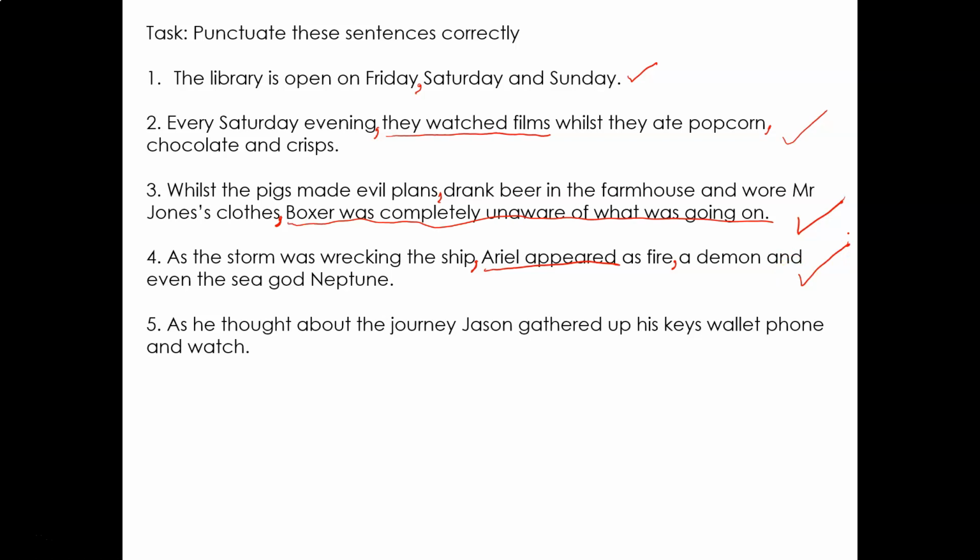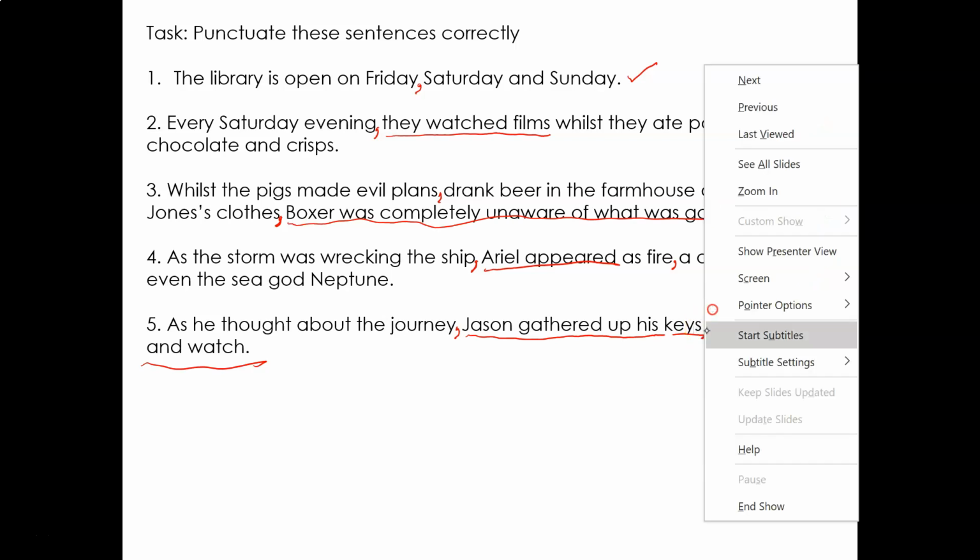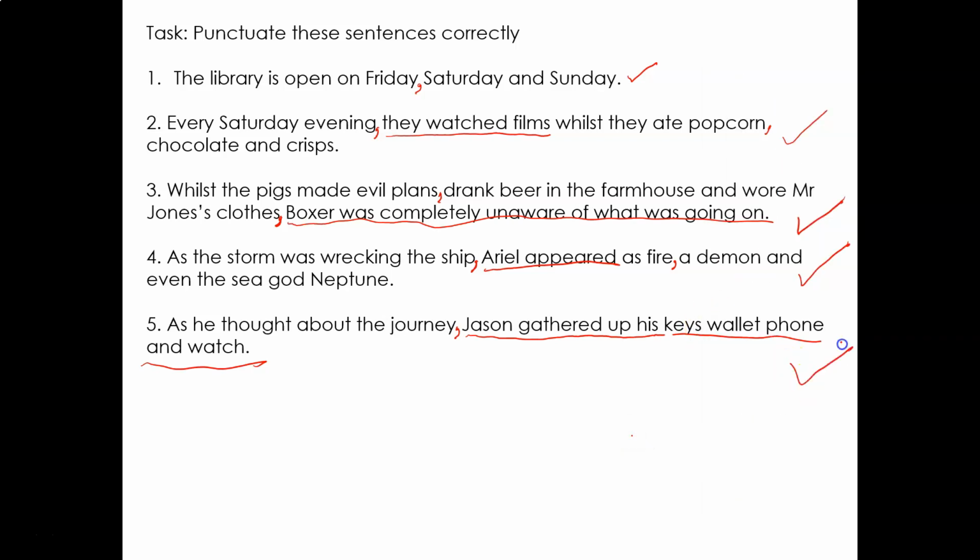Finally then, as he thought about the journey, Jason gathered up his keys, wallet, phone and watch. Jason gathered up his, and all of this last bit, keys, wallet, phone and watch, that's our independent clause. So put a comma here before it starts to separate it from the subordinate clause. And finally, find my list. Keys, comma, wallet and phone. Okay, give yourself a mark out of 5.